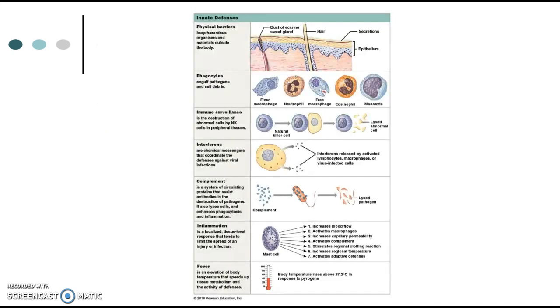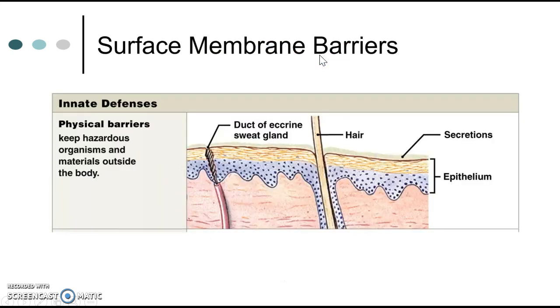Okay, so the first of our innate immune system is the one that you see all the way up at the top. It is physical barriers. Surface membrane or physical barriers are your skin and your mucosa. This is your first line of defense, and it prevents so many things from actually getting into our body.